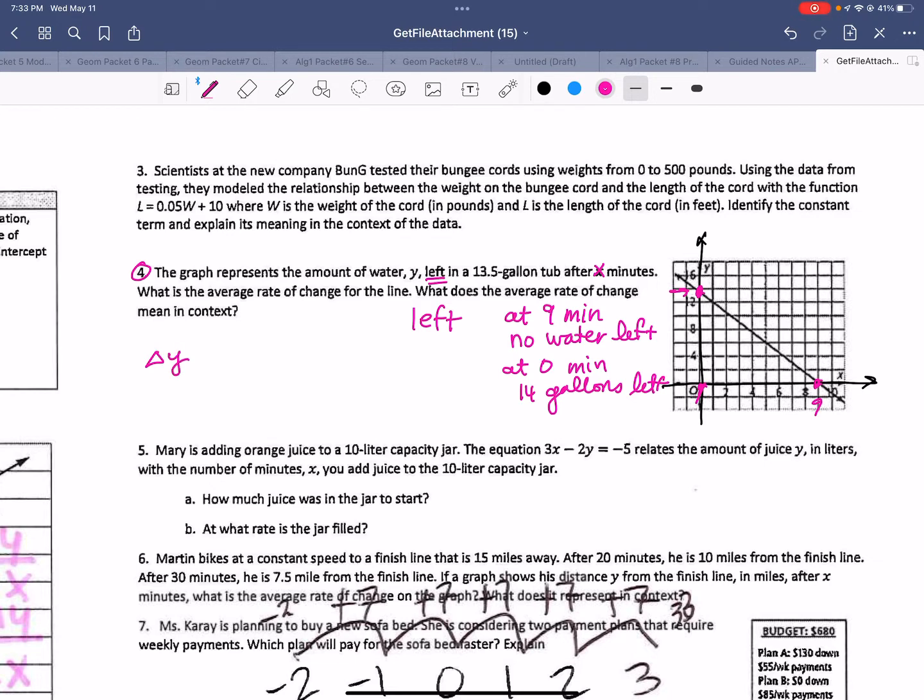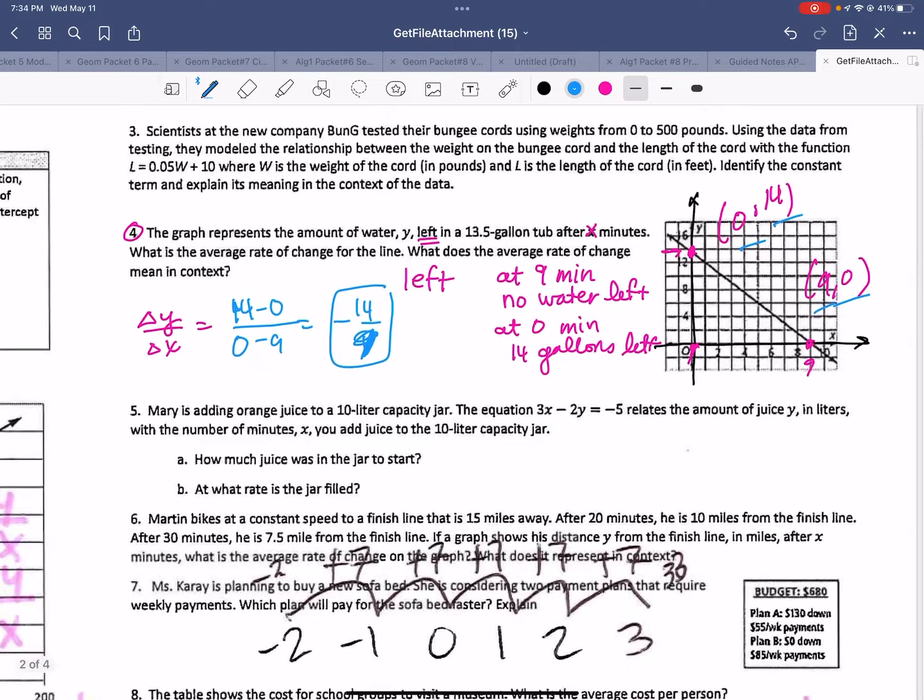What is the average rate of change? Okay, so that's the change in y over the change in x. I can pick any 2 coordinates, and I have those coordinates. So here this coordinate is 0, 14. Here this coordinate is 9, 0. So how are the y values changing? 14 minus 0, right? How are the x changing? 0 minus 9. So they're going down by 14 and 9.